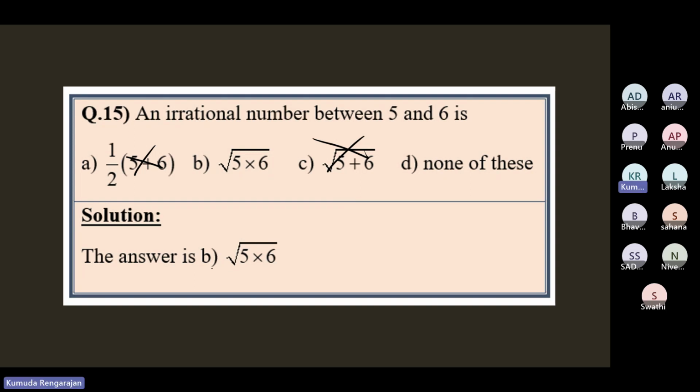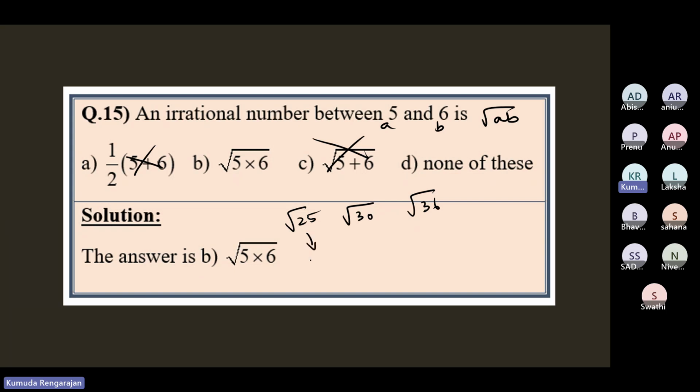Root 30. You can remember this as a rule, children. An irrational number between A and B is root AB. Root of 5 into 6. You can even check with its value. So now what is root 5 into 6? Root 30. And where is root 30? It is between root 25 and root 36.